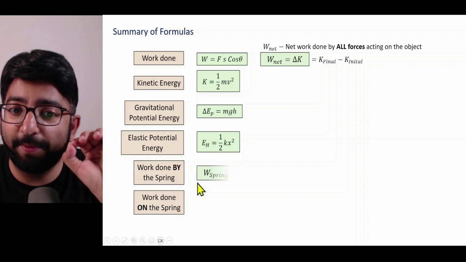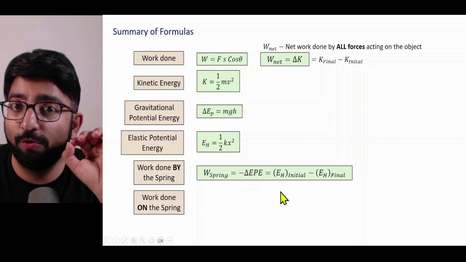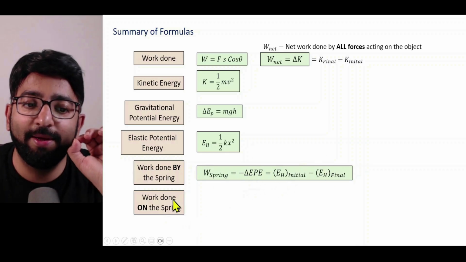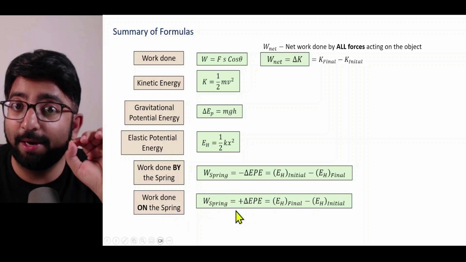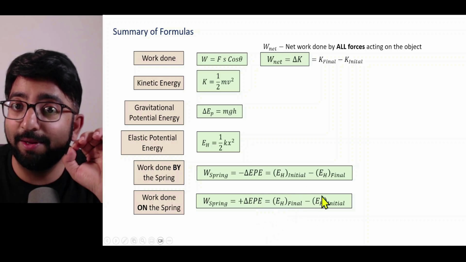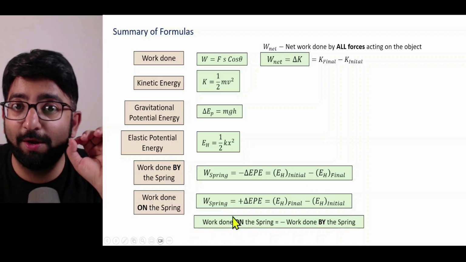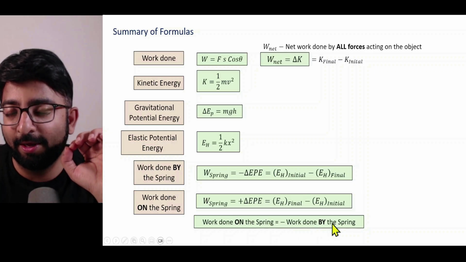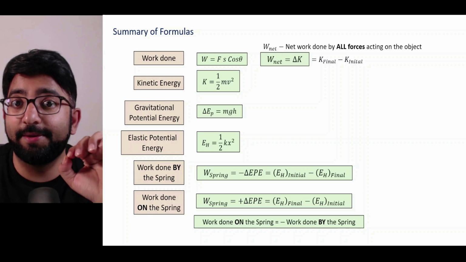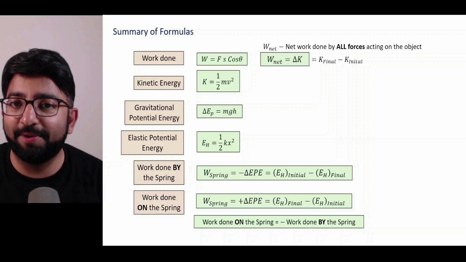Work done by the spring will be negative of the change in elastic potential energy. So we will do initial minus final. In case of work done on the spring, that is positive change in elastic potential energy. So that will be final minus initial. If we summarize, we can deduce that the work done on the spring is equal to negative of work done by the spring. So the magnitudes are the same, but the direction is opposite. And this is the list of all the formulas which we will use to solve questions for this chapter.